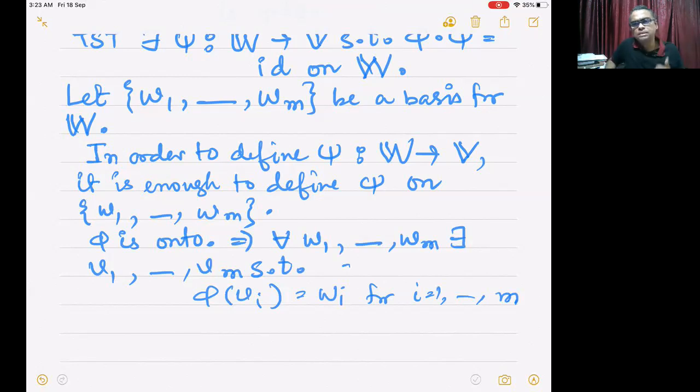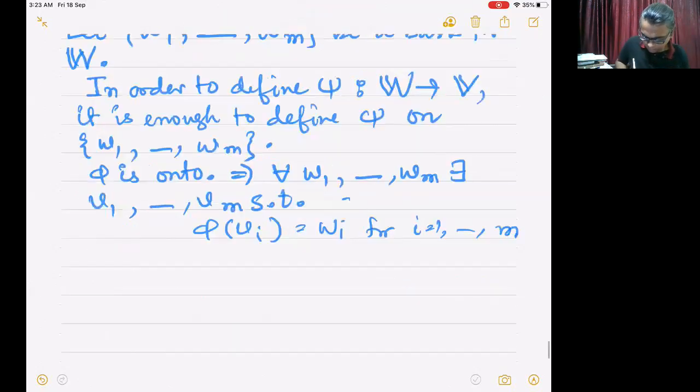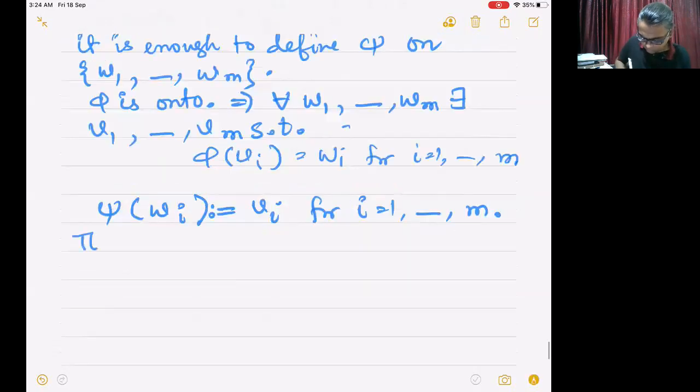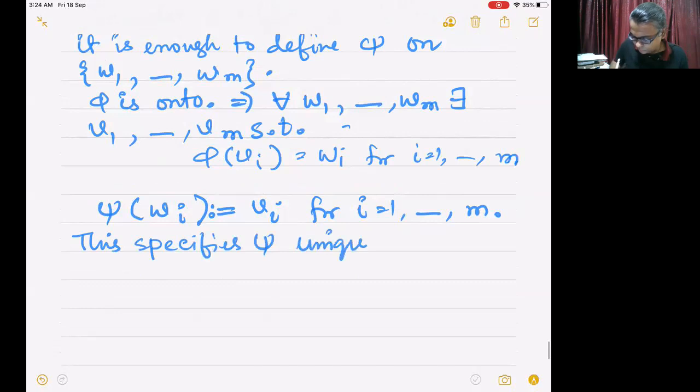So I'll pick those ones. I'll take one V1 out of many perhaps, then one V2 out of many perhaps, so on up to one Vm out of many perhaps. But then I'll take these V1 up to Vm. And then I will do the following. I will define psi of Wi to be equal to this Vi for i equal to 1 to m. That will specify psi uniquely, because it's defined on a basis.